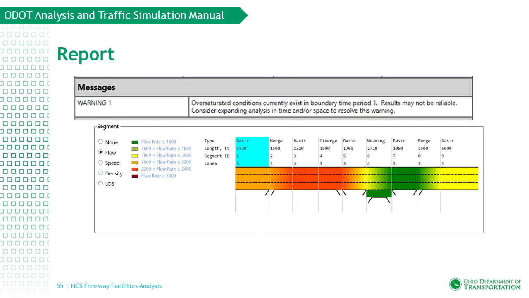One thing that should be noted with this analysis is the message that was included as part of the Freeway Facilities Report. It said that oversaturated conditions currently exist in boundary time period 1. Results may not be reliable. Consider expanding analysis in time and/or space to resolve this warning.